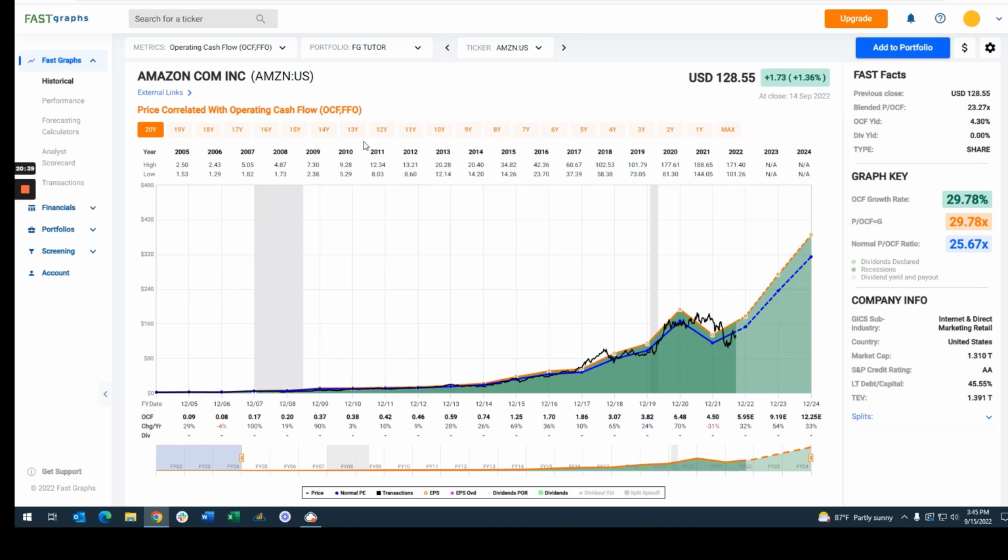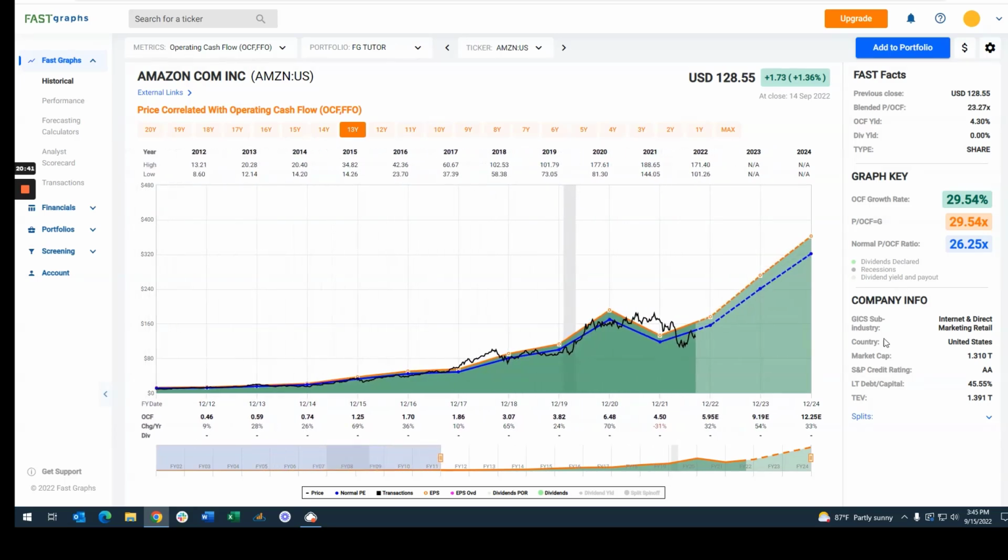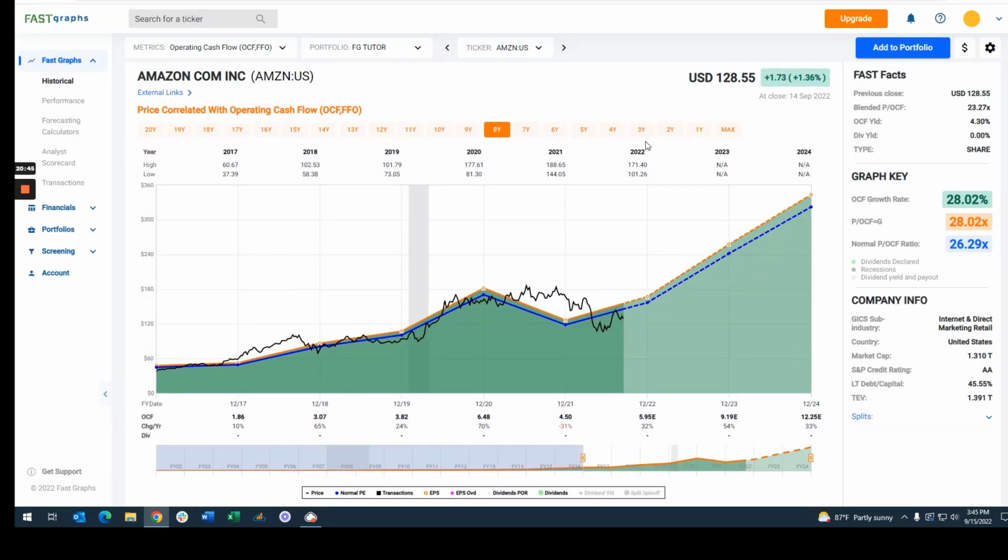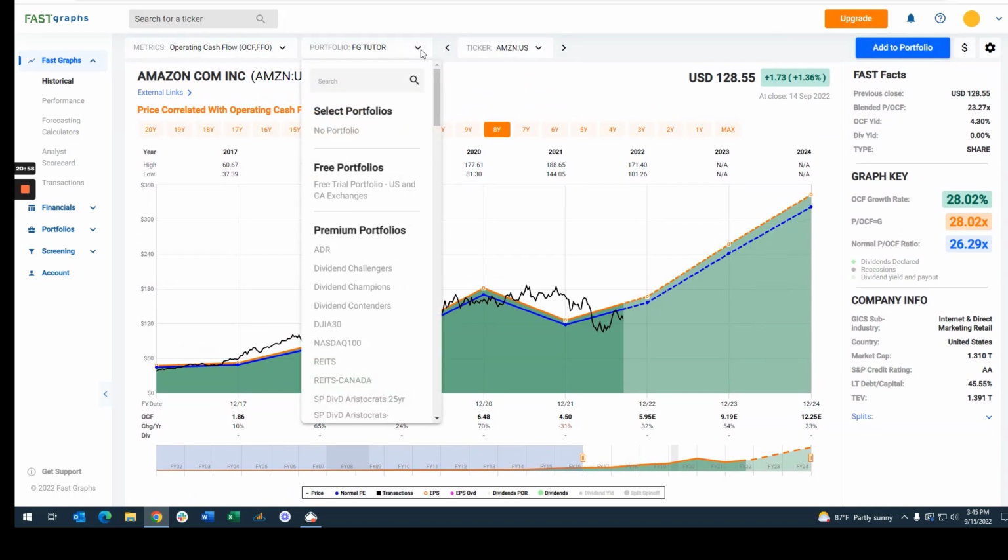But once again, you can see that. And again, if I change the time frames, you can see that this company has continued to grow at 25 to 30% a year. And you can see how the stock price has tracked that. So it just gives you so much insight into the company just using the regular, this is the old regular fast graph itself that we're looking at.